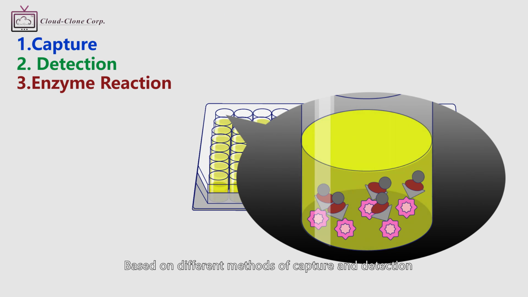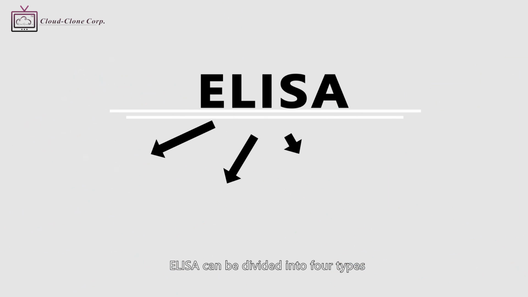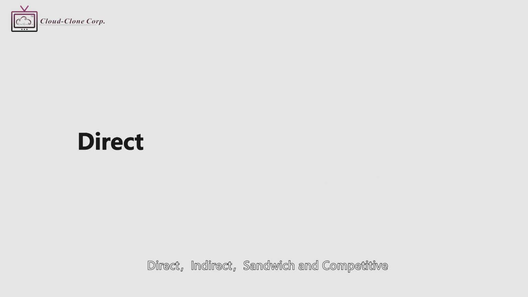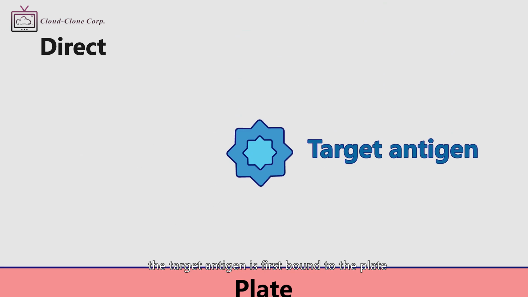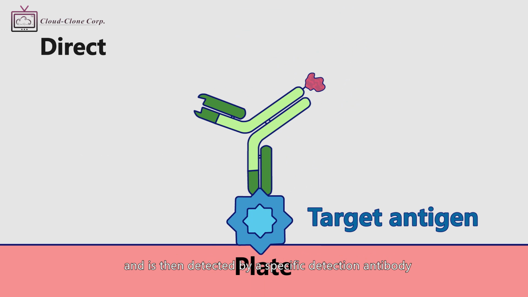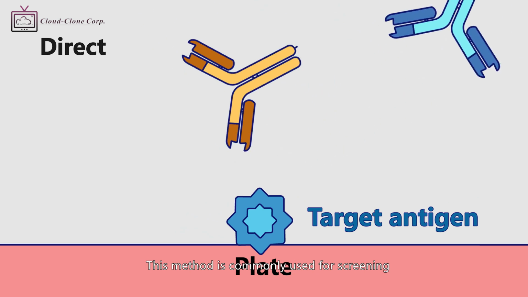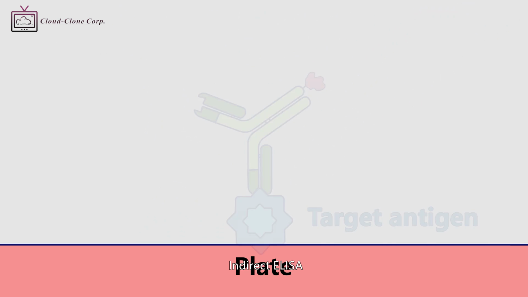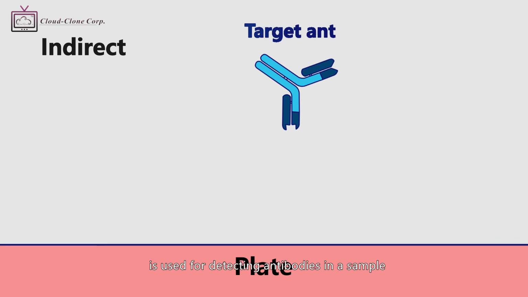Based on different methods of capture and detection, ELISA can be divided into 4 types: direct, indirect, sandwich, and competitive. For direct ELISA, the target antigen is first bound to the plate and is then detected by a specific detection antibody. This method is commonly used for screening antibodies for a specific antigen. Indirect ELISA is used for detecting antibodies in the sample.